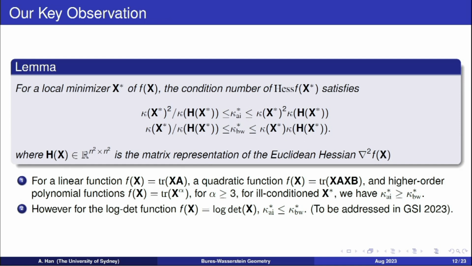But we also find an example of the log det function, which means the log of the determinant of the matrix. For this function, the condition number on the affine invariant geometry is actually smaller than BW. This is particularly due to the special structure of the Hessian of this function. We'll be addressing this issue of BW in the second work that we're going to see later.